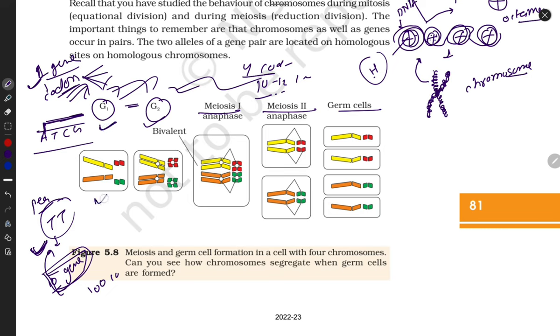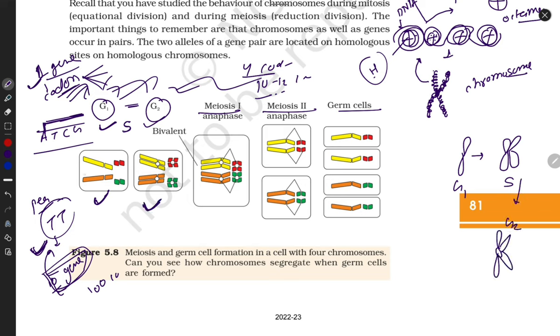In G1 phase, this much chromosomal structure is present. In S phase, there is duplication of genetic material. After S phase, they become this much. G1 phase, S phase, and then they enter into G2 phase. Come on guys, I think you are familiar with this.